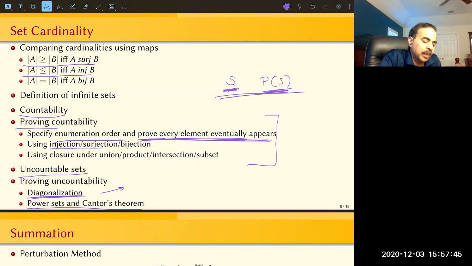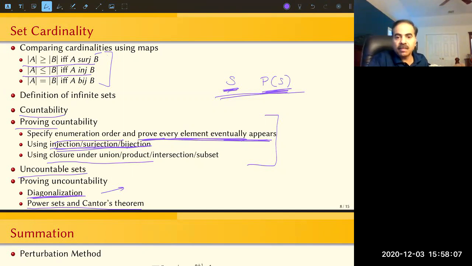And the second way to prove is using these mappings, right? So here is a definition of when two sets have the same number of elements, or one set has more elements than the other, and so on. So you can use that definition to prove the cardinality, or you can rely on closure under union, product, and various other set operators, right? So when you have a question in the exam, I will specify which technique you can use, or I might say you can use any technique that you can think of.